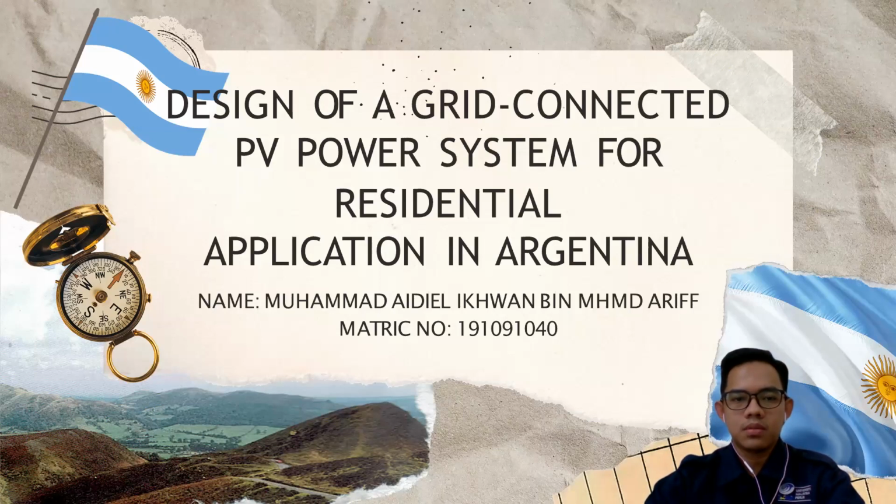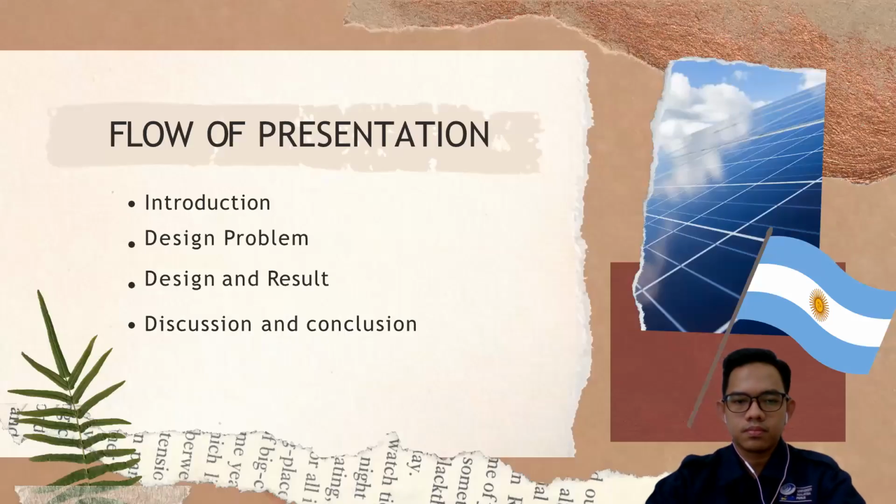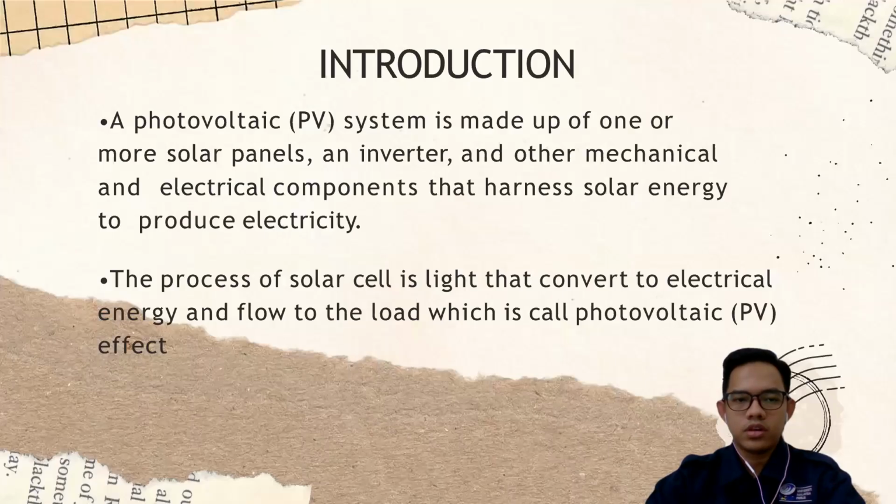Today, I'm going to present about the design of a grid-connected PV power system for residential application in Argentina. In this presentation, I will introduce the design problem, design and result, and discussion and conclusion. For the introduction, a photovoltaic system is made up of one or more solar panels, an inverter, and other mechanical and electrical components that harness solar energy to produce electricity.